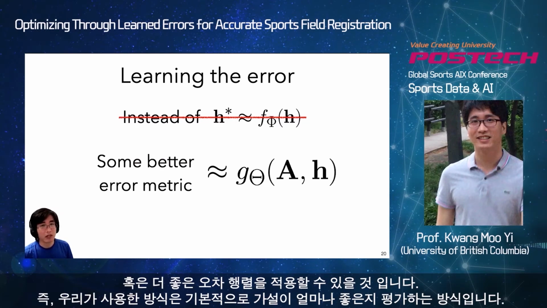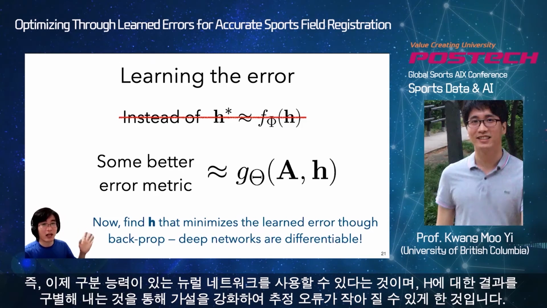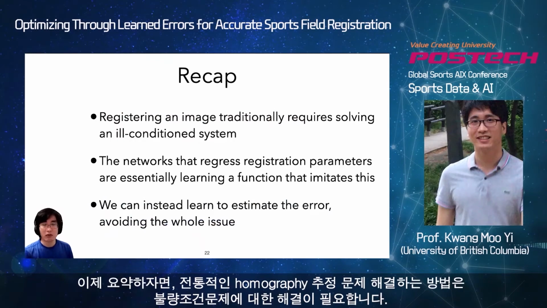So basically what we're going to try to do is, given a hypothesis, we're going to learn to evaluate how good that hypothesis is, which means that we can now use our neural network that is differentiable and differentiate the outcome with respect to H here, which would then allow us to enhance our hypothesis so that the estimated error gets smaller. So now, recap.